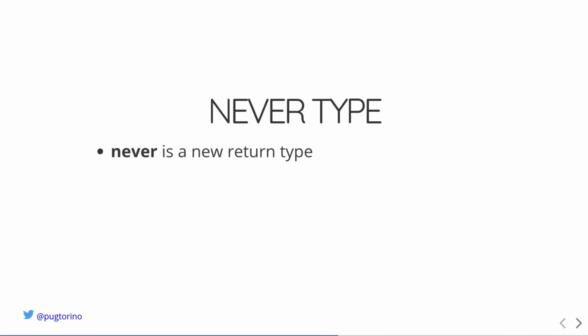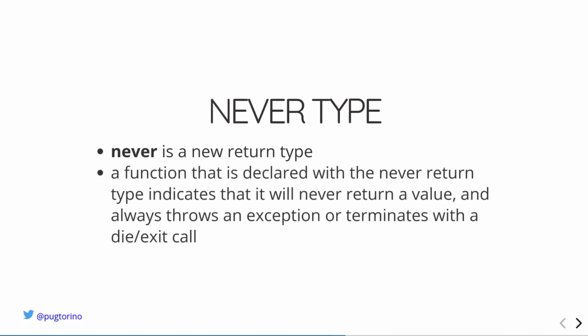Okay, another feature of PHP 8.1 is the use of the never type. So basically, 8.1 introduced this new return type, never. That is interesting. A function that is declared with the never return type indicates that it will never return a value and always throw an exception or terminate the execution with die or exit.